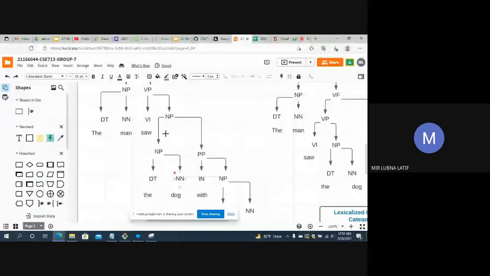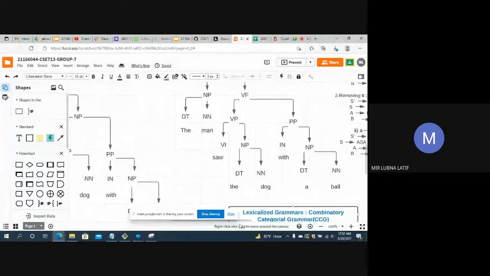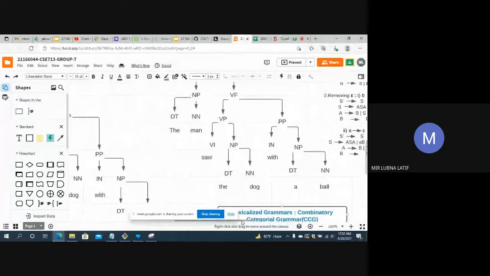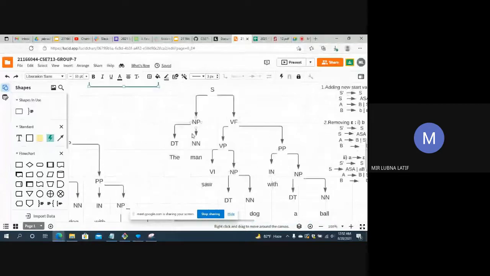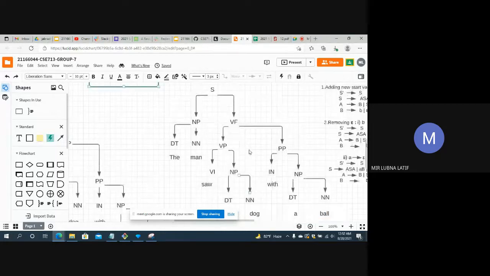The definition of the dog. So it is combined as a noun phrase. Another thing, the same line can be described as the verb phrase. That means, what is the dog doing? The man saw the dog with a ball. That means a man is seeing a dog which is playing with a ball. That means what the dog is doing, what is being done, so it can be a verb phrase.